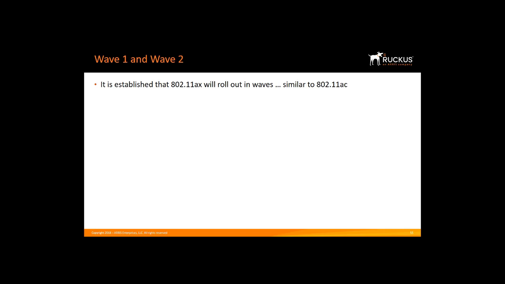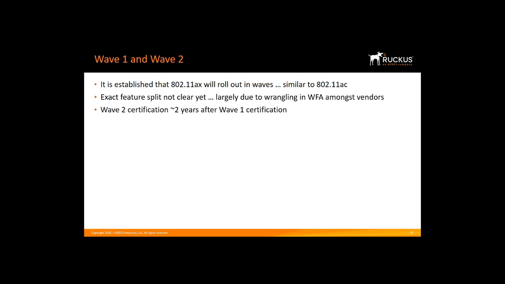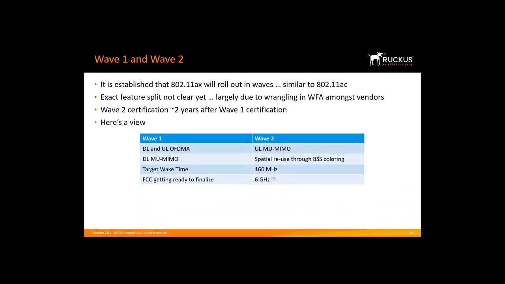802.11ax will roll out in waves similar to 802.11ac. The exact feature split is not yet clear, due largely to wrangling in the Wi-Fi Alliance among various vendors. Wave 2 certification will occur 1 to 2 years after Wave 1 certification. Here is a short table showing Wave 1 and Wave 2 expected features.